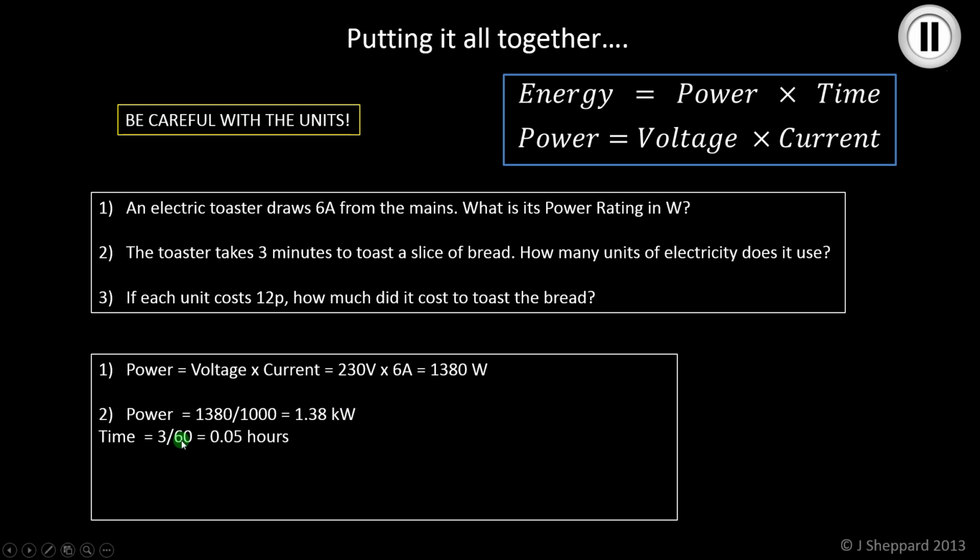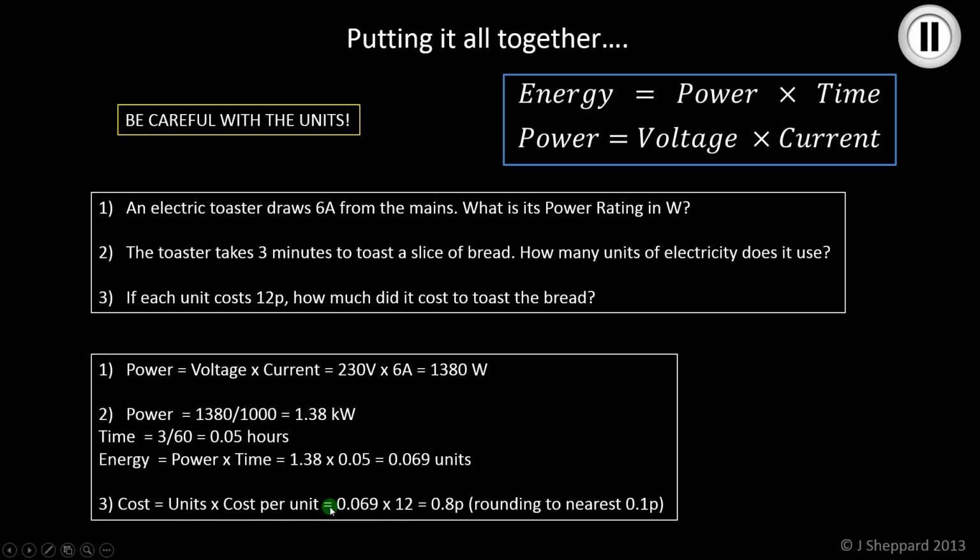We take our 3 minutes this time, so we're only dividing by 60 because we're doing minutes to hours. And again, that gives you 0.05 hours here. And then we put them through the equation, so we end up with 0.069 units. And the final part is just multiplying that 0.069 up by 12p in this case, because each of those units costs 12p. So that gives us 0.8p, rounding to the nearest 0.1 penny, for our slice of toast.